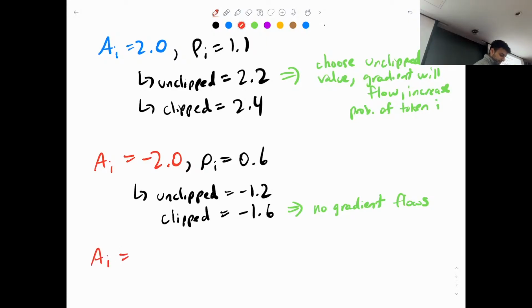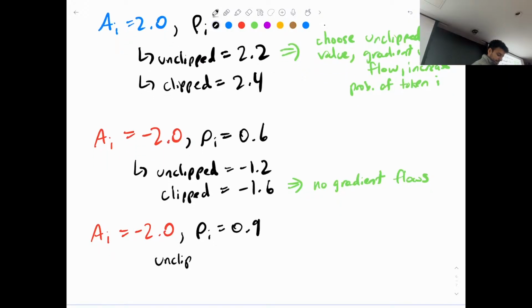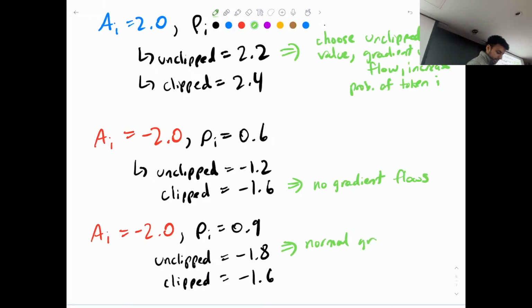And just to complete the picture, if our policy ratio falls within the threshold, so let's say 0.9, then our unclipped thing will be minus 1.8, and the clipped will be minus 1.6, and we will choose the unclipped, the normal gradient, and this will lower the probability of the token because we didn't like it. It was bad. It had a negative advantage.